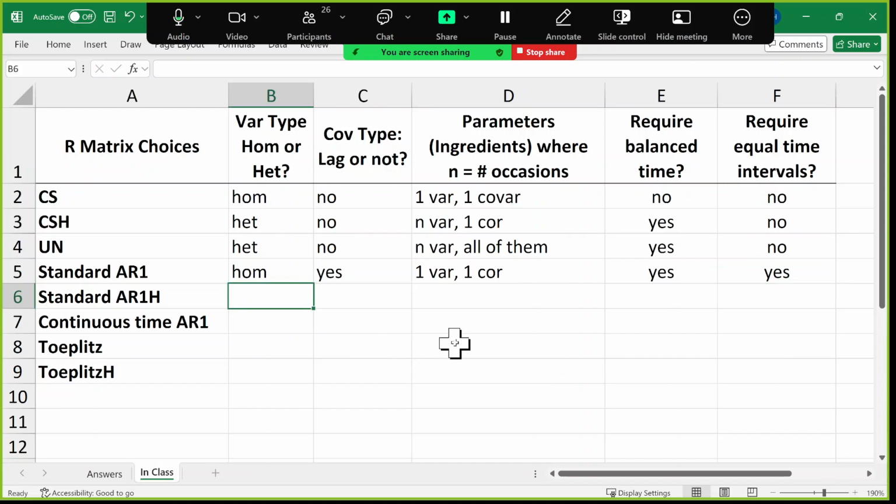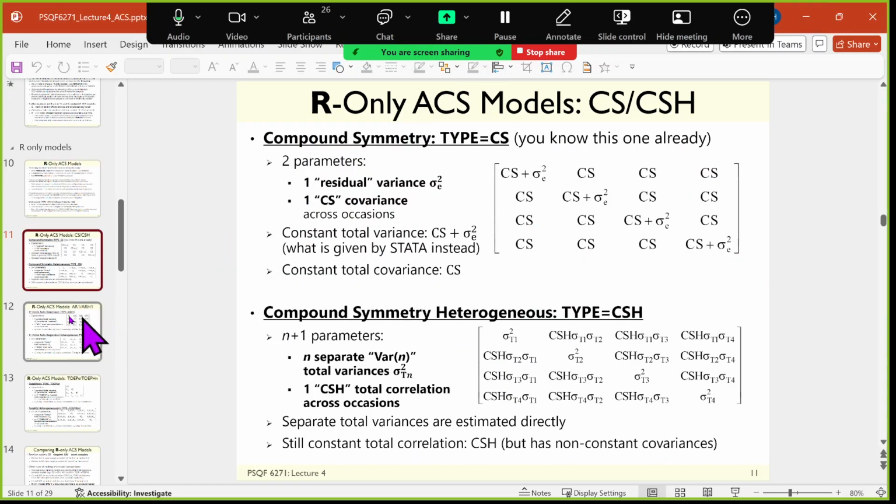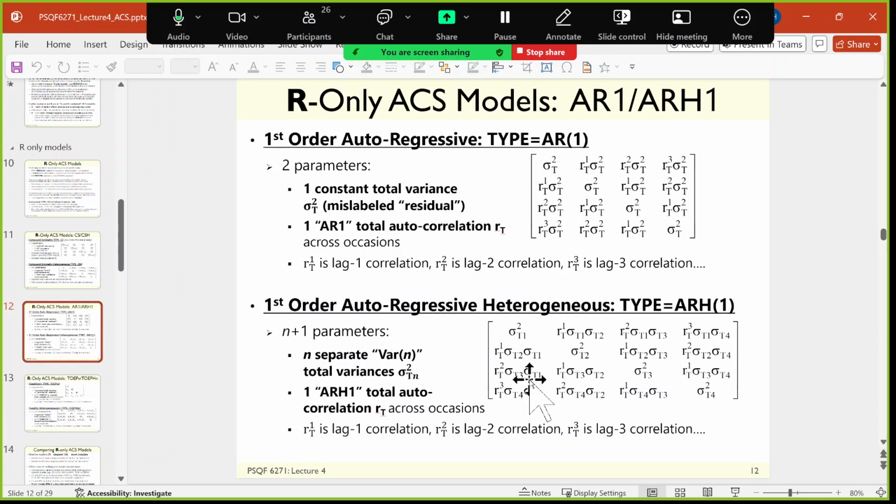Changing to the heterogeneous version, I would say yes, it's heterogeneous. It's still based on a lagged pattern. How many variances would I have in here? One variance, or n variances, excuse me, and then the one correlation. Yep. This is following, by the way, the list in lecture 4. It's the same idea in terms of the heterogeneous version. There is a common correlation that is then multiplied by the corresponding standard deviations of the occasion variances to become the predicted covariance. So the covariance does not follow the pattern, the correlation does.